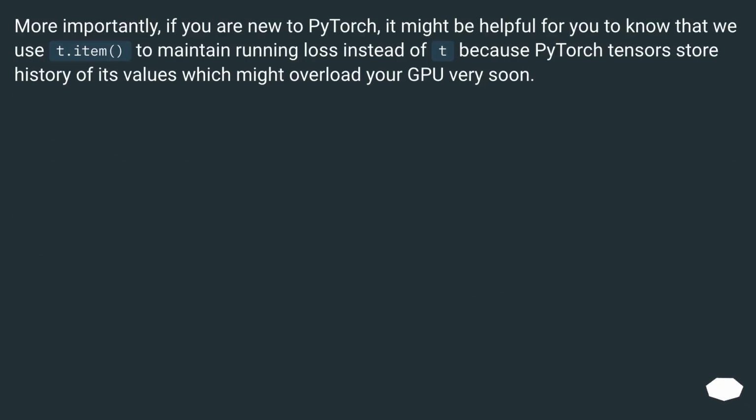More importantly, if you are new to PyTorch, it might be helpful for you to know that we use T.item to maintain running loss instead of T because PyTorch tensors store history of its values which might overload your GPU very soon.